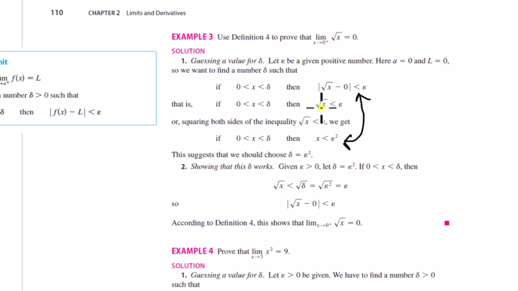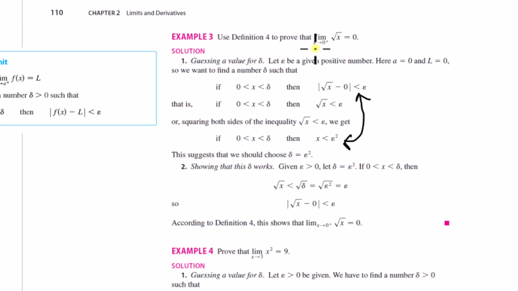The principal square root of x is less than epsilon, but we can take the principal square root of the entire input inequality and get that the principal square root of x is less than the principal square root of delta. Now, how are we allowed to take the principal square root of this entire inequality without changing the inequality or having to think about flipping the inequality symbols?